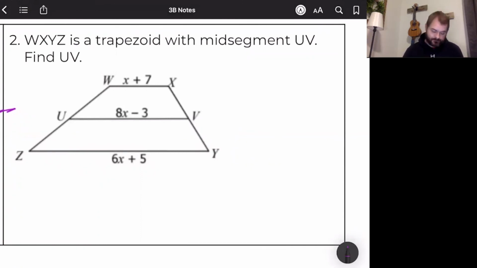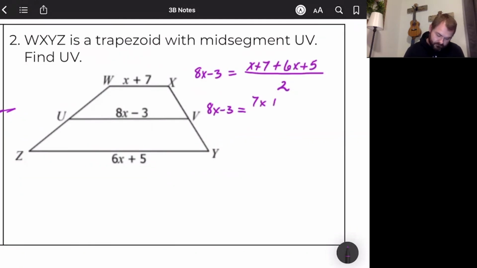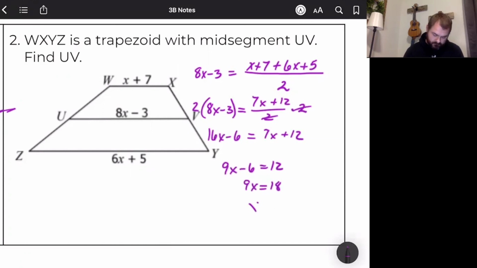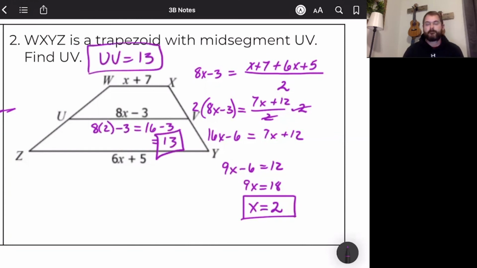Okay, we should get this. All right, the first thing you'll notice is I set up my mid-segment length equal to base 1 plus base 2 all over 2. I went ahead and combined my like terms to get this line here. Then I multiplied both sides by 2, and then I solved for x. Once I got x, you plug back in for the length of UV, and you get UV equals 13.